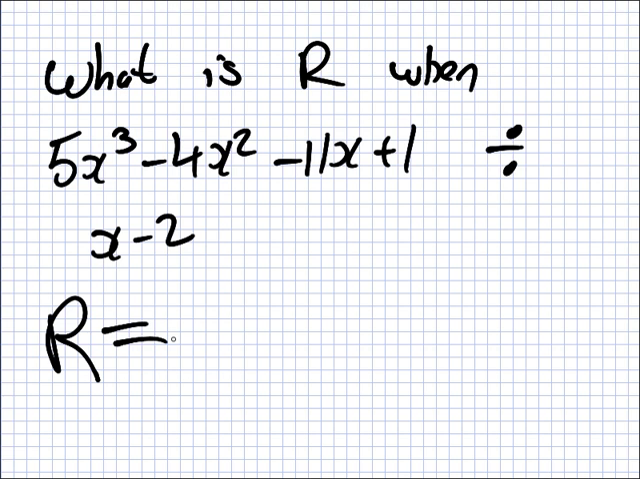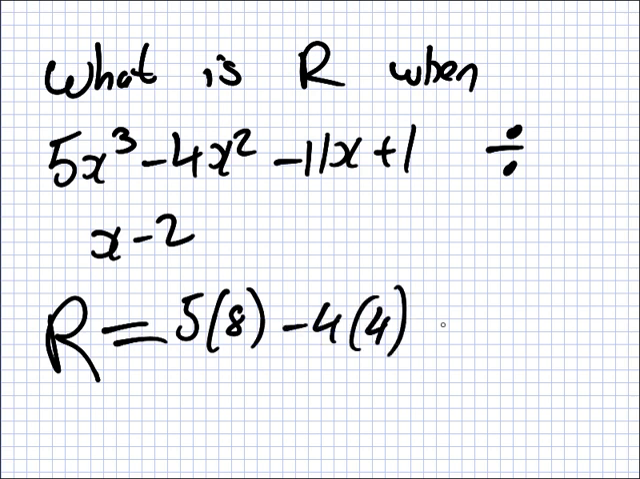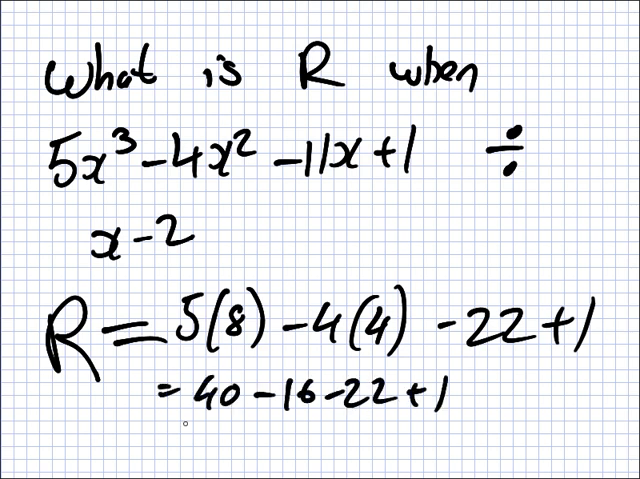Got an answer? Let's see. So it's 5 times 2 cubed, which is 8, minus 4 times 2 squared, minus 11 times 2 plus 1, isn't it? So what's that? 40 minus 16 minus 22 plus 1. So that's 41 minus 38, isn't it? So 3 is the answer then. That's what you said, isn't it? I think some of you got 3, right?